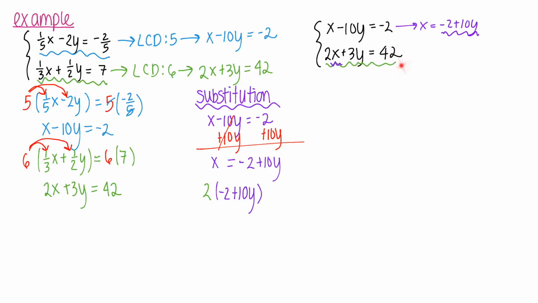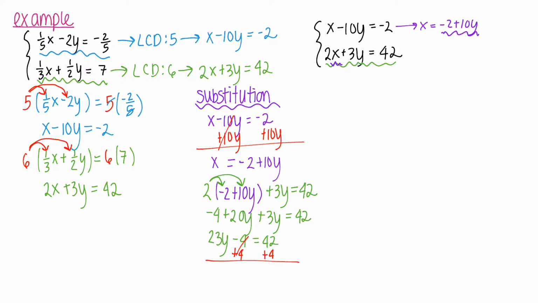Once again, we're looking at this equation right here. So I have the 2x part. Now I just need plus 3y equals 42. Distributing, -4 plus 20y plus 3y is equal to 42. Combining like terms, we get 23y minus 4 is equal to 42. Adding 4 on both sides, 23y is equal to 46.